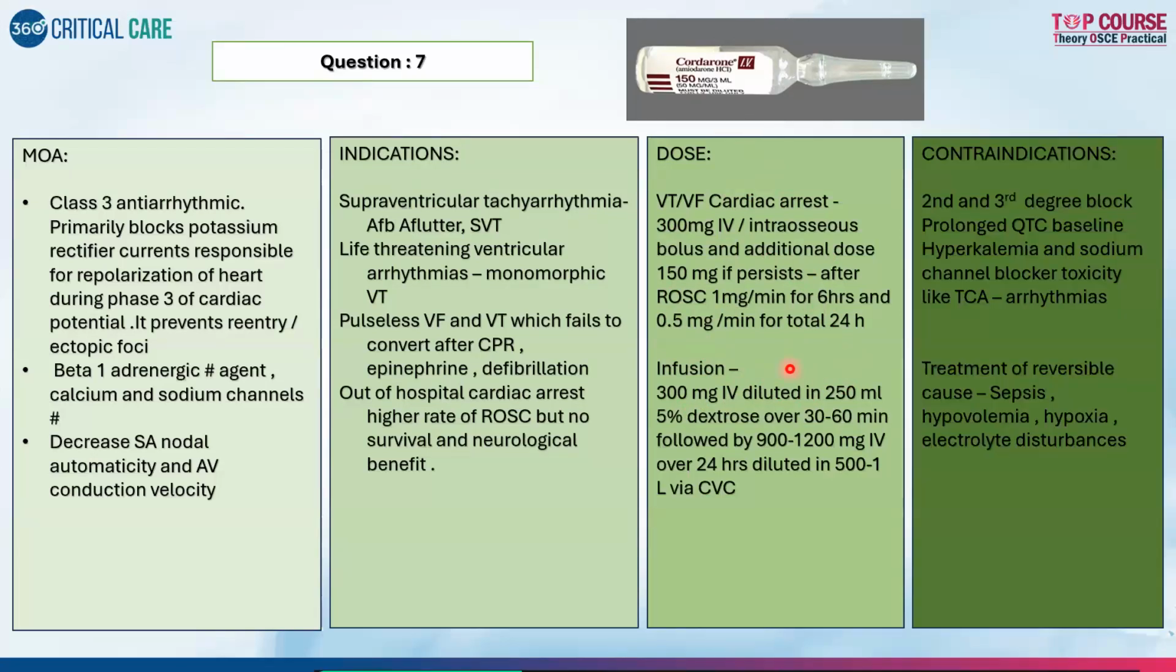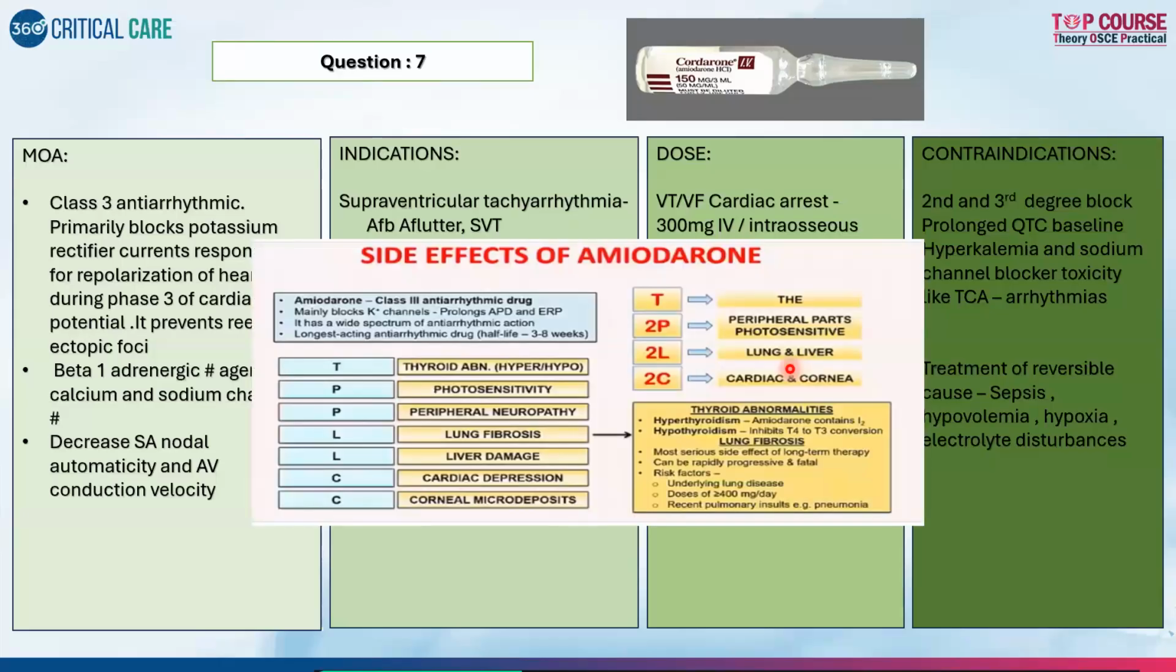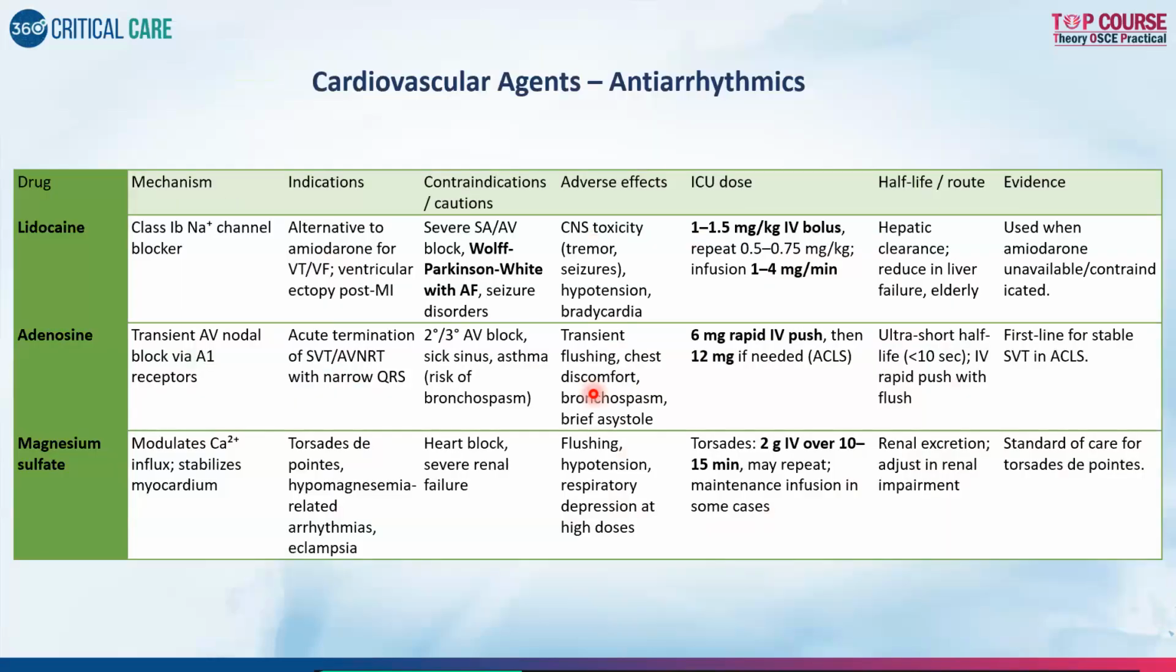All right. And contraindication, it is not given in case of second or third degree block, prolonged QTc, hyperkalemia, sodium channel toxicity. And when you have a reversible cause, please try to correct the reversible cause. Side effects of amiodarone, it causes both hyper as well as hypothyroidism, photosensitivity, peripheral neuropathy, lung fibrosis, all right, which is a serious side effect, but it can be progressive, it can be fatal, liver damage, cardiac depression, and corneal microdeposits.